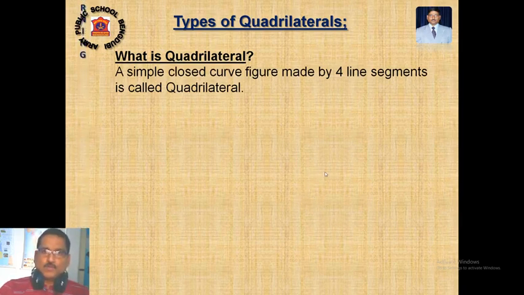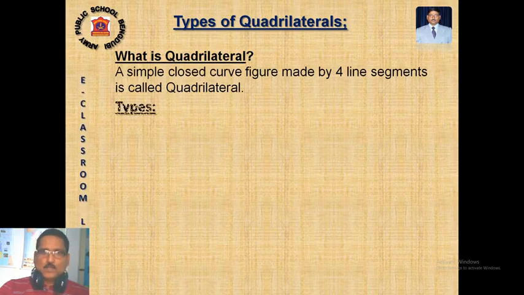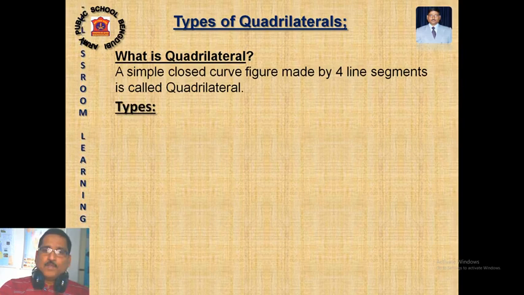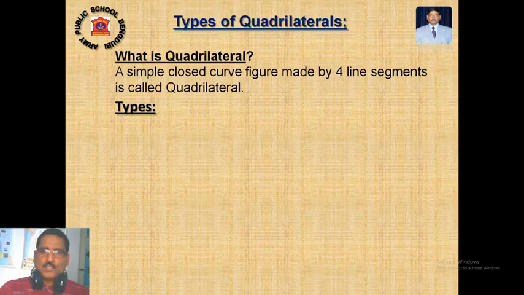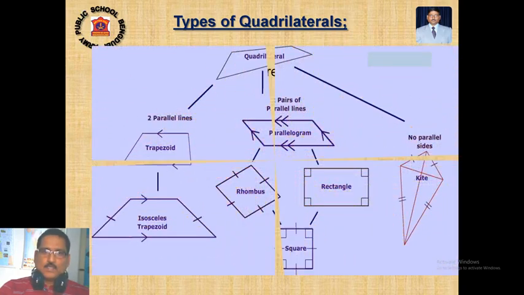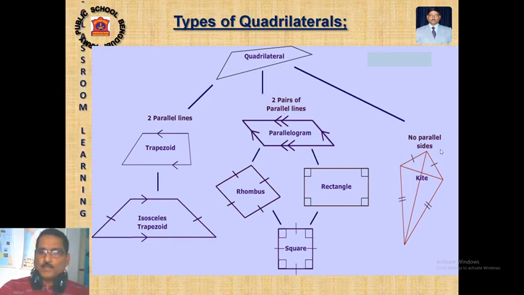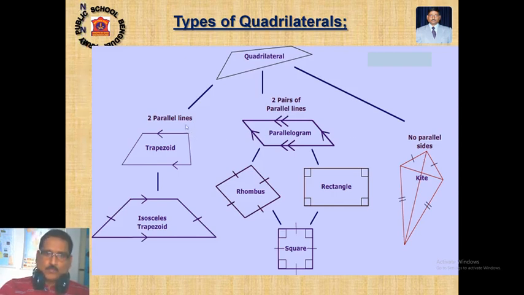We can come to know. I will show you the quadrilateral tree. From this, you can come to know how many types of quadrilaterals there are. Depending on the number of parallel sides, quadrilaterals are basically divided into three categories: when one pair of parallel sides is there, when two pairs of parallel sides are there, and when no parallel sides are there.